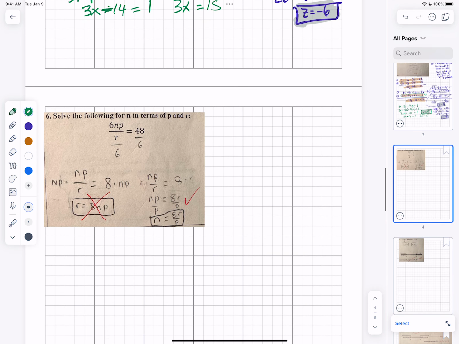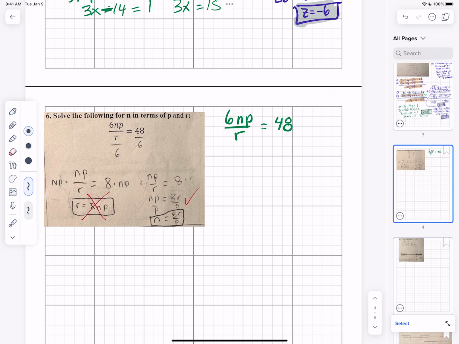Okay, let's move forward. Solve the following for n in terms of p and r. Okay, so this is just moving stuff around. So let's solve this for p and r. So let's solve first just for r. So if I want to take an equation like this, and I want to get r by itself, my strategy is going to be to move r to this side and then move the 48 back to this side.